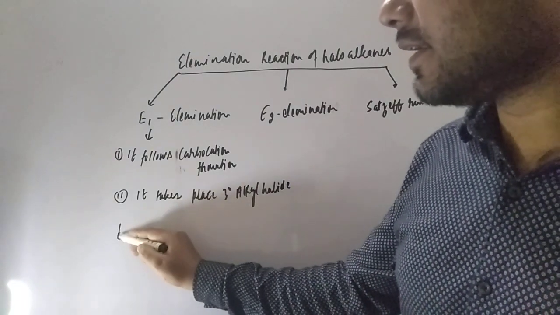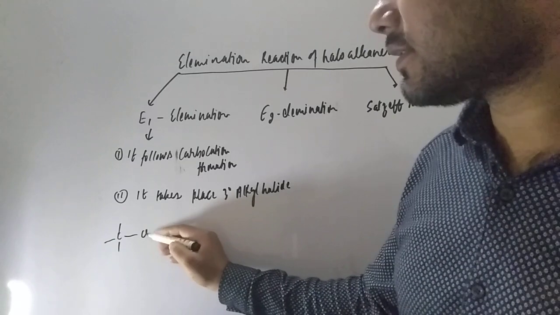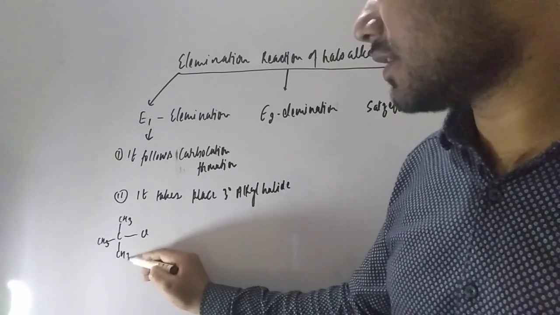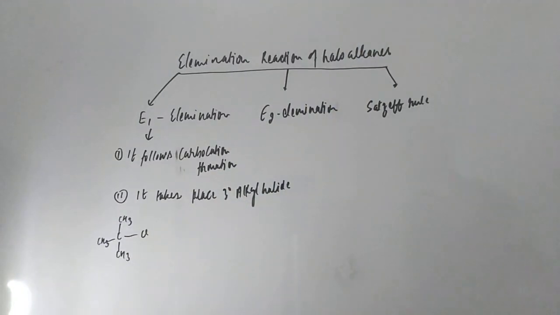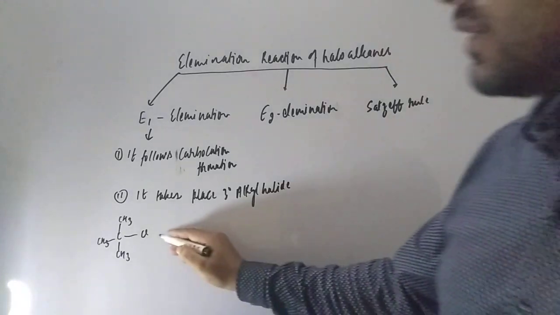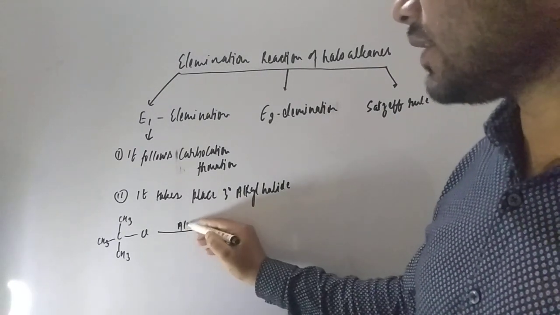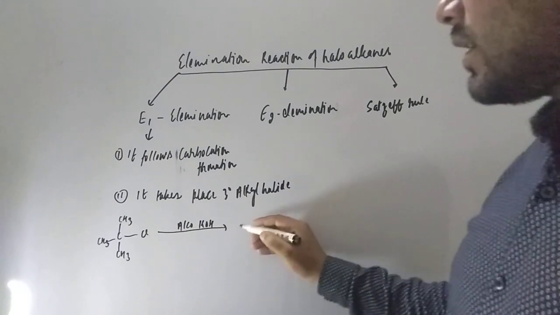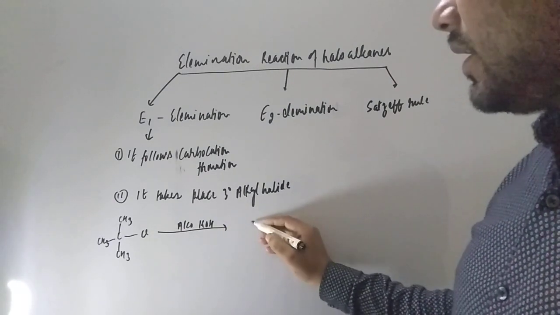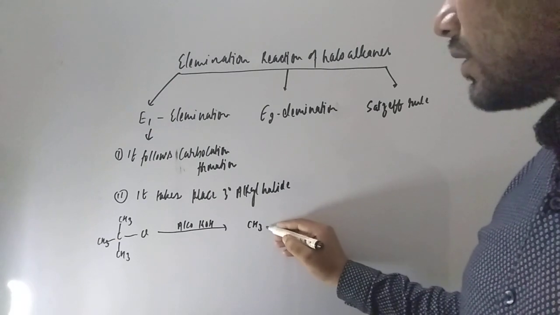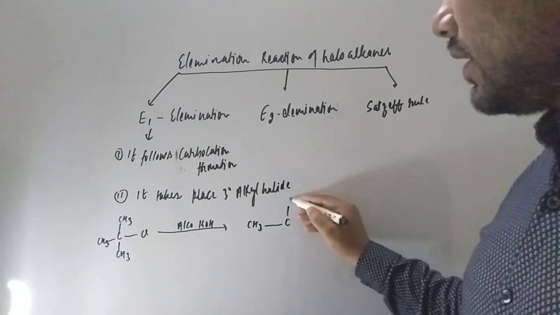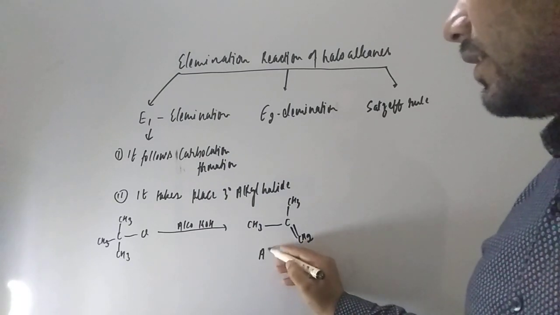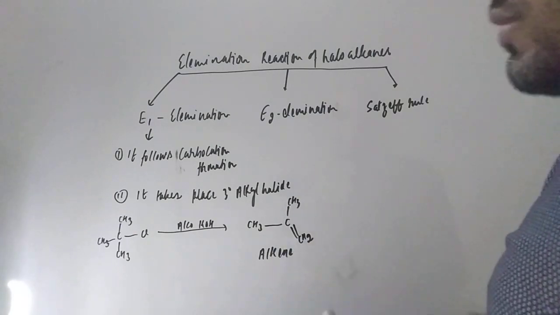Now students, how can you understand? Suppose we have a 3-degree alkyl halide, with Cl and three CH3 groups. It is reacting with alcoholic KOH. Alcoholic KOH is a strong base, so it will directly eliminate. It will not give the substituted product. It will give CH3, CH3 and a double bond CH2. This is an alkene.